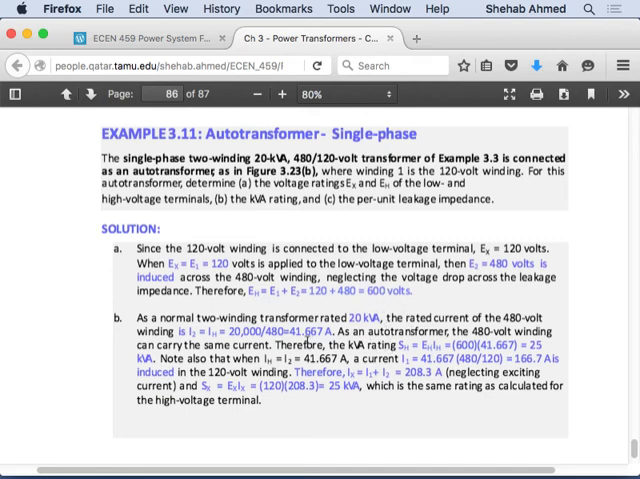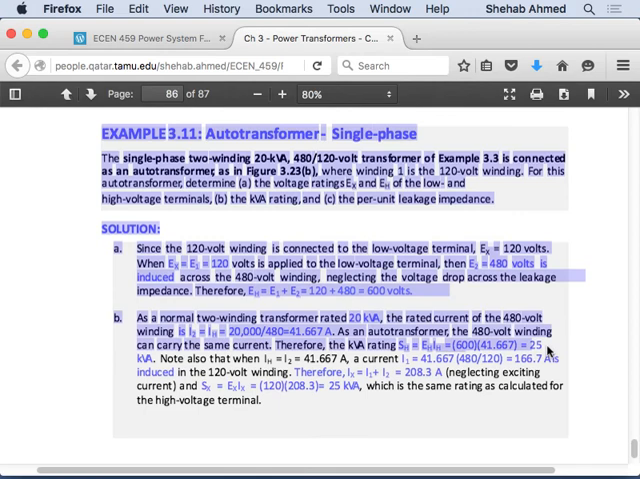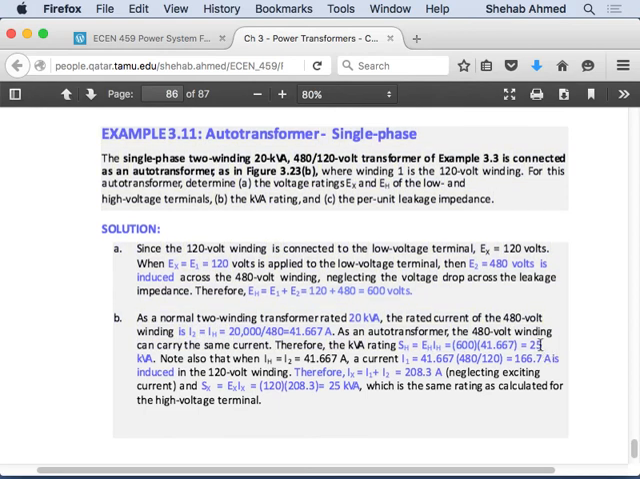So this current is 41.66. You multiply it by 600 volts, and your transformer is now a 25 kVA transformer. Right? So 41.66 multiplied by 600 will be the 25 kVA. So your power rating changed from 20 to 25 kVA when you connected it as an auto transformer.